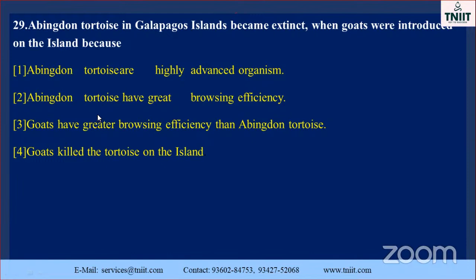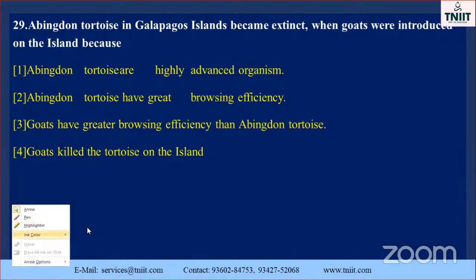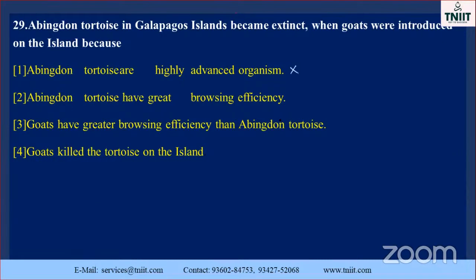what is that? The Abingdon tortoises are highly advanced organisms. Abingdon tortoise is not a highly advanced organism, because goat is a highly advanced organism, isn't it? Already know about. This one is wrong. Abingdon tortoises have a greater browsing efficiency. No, it is less efficiency. Goats have a greater browsing efficiency than Abingdon tortoise. This is the correct one.